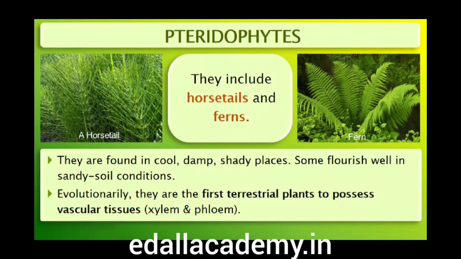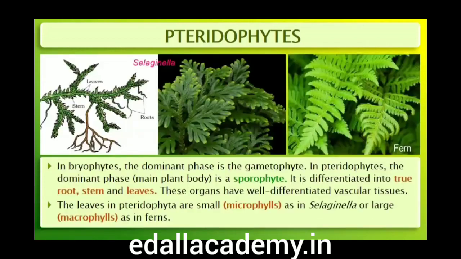You shall study more about these tissues in Chapter 6. The pteridophytes are found in cool, damp, shady places, though some may flourish well in sandy soil conditions. You may recall that in Bryophytes the dominant phase in the life cycle is the gametophytic plant body. However, in pteridophytes, the main plant body is a sporophyte, which is differentiated into true root, stem and leaves.